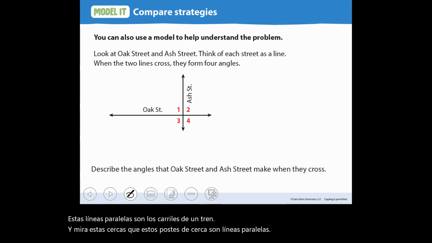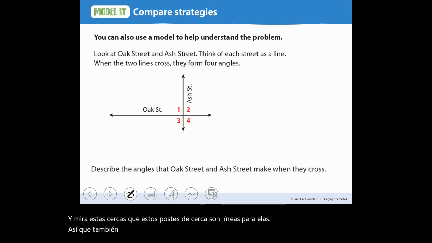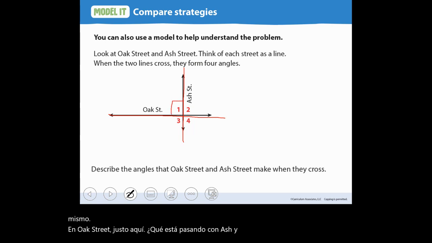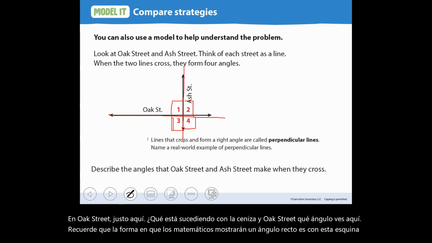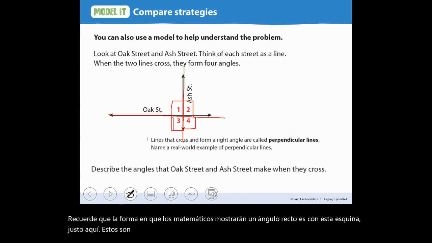So we're going to look at Ash Street and Oak Street. We can think of each of those as a line. Okay, so this is Ash Street right here and Oak Street right here. What is happening with Ash and Oak Street? What angle do you see right here? Remember that the way that mathematicians will show a right angle is with this corner right here. These are right angles. When lines cross and they form a right angle, they are called perpendicular lines.